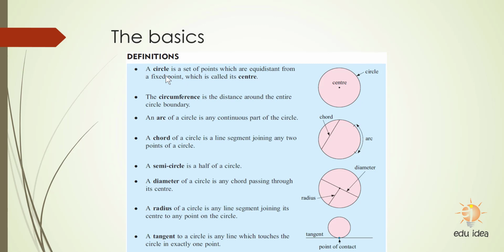The definition for the first one is a circle. What is a circle? A circle is a set of points which are equidistant from a fixed point, which is called the center. So if we have a center, one point over here, then all of these that you can see here is just a set of points. A lot of points that make a curve, right?